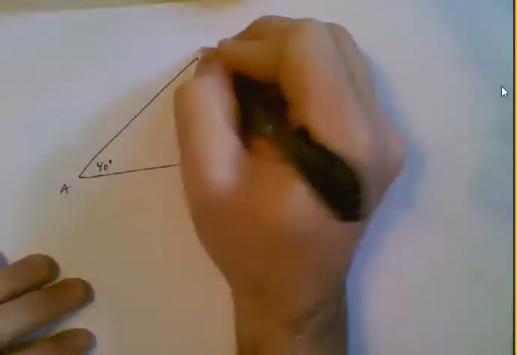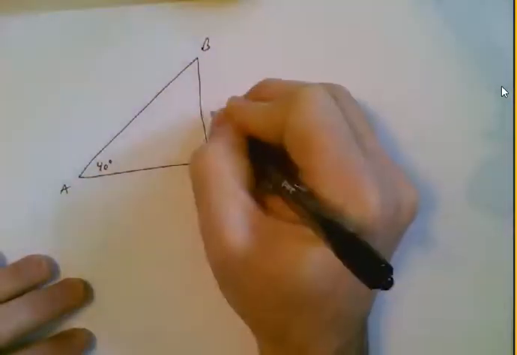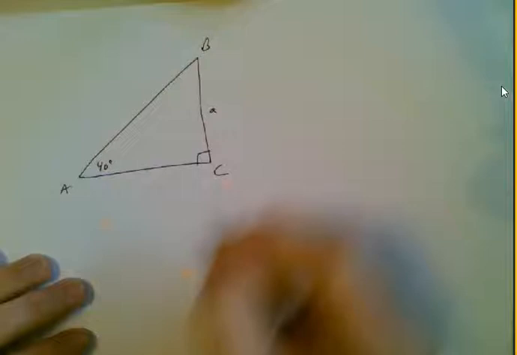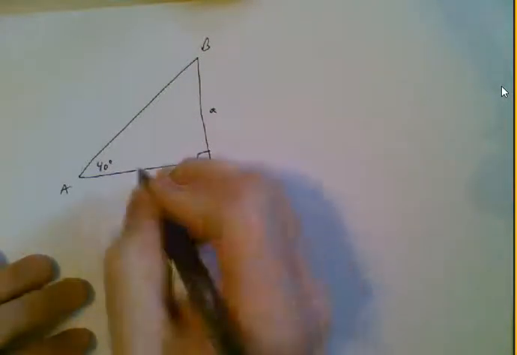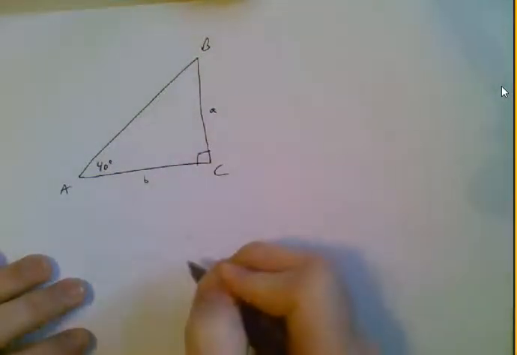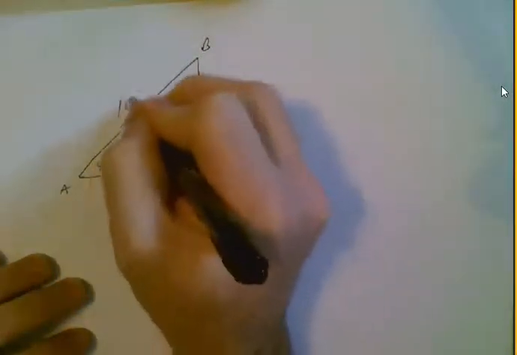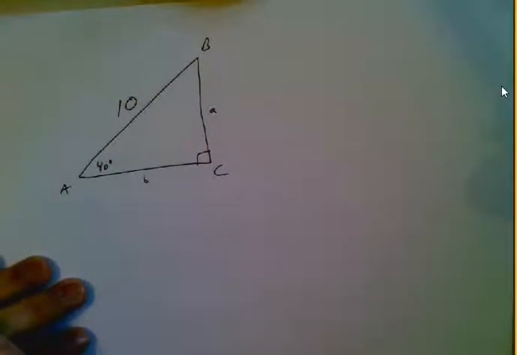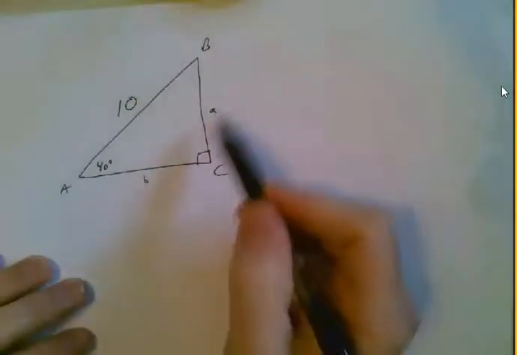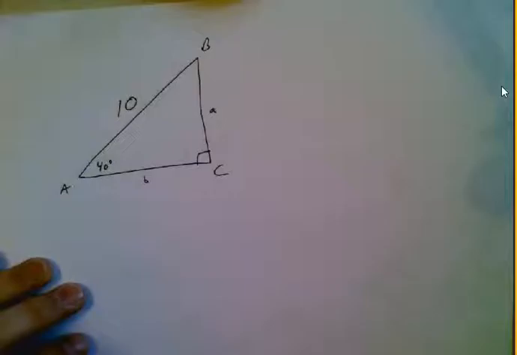And that'll be A, B, and C. Let's call this side little a, because we don't know that one yet. Let's call this one little b, because we don't know that one yet. And let's just say this one is 10, just for the heck of it. So the question will most likely be, please solve for A. Please solve for B using the trigonometric ratios.